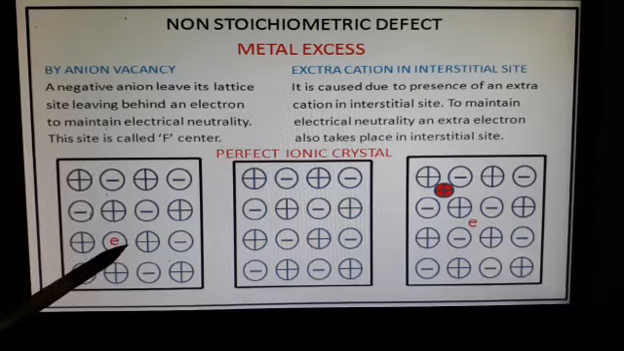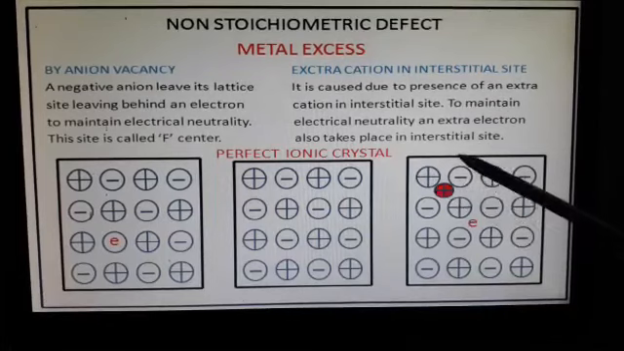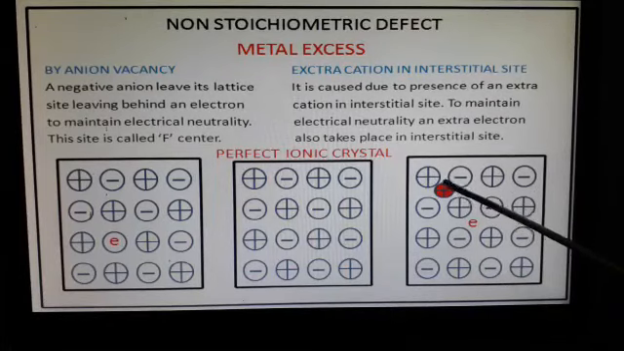So this is known as anion vacancy. Second possibility, extra cation in interstitial site. Extra cation means total number of plus and minus are the same, but one extra electron is present in this interstitial site. This cation comes from an outer source.